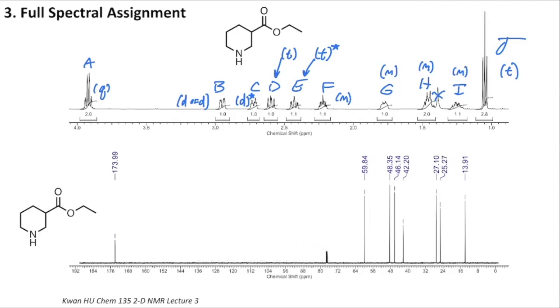In our carbon spectrum, we have a very similar looking situation to the previous example in that we have something that's way downfield down here, and then a bunch of other carbons that are at much lower chemical shifts.